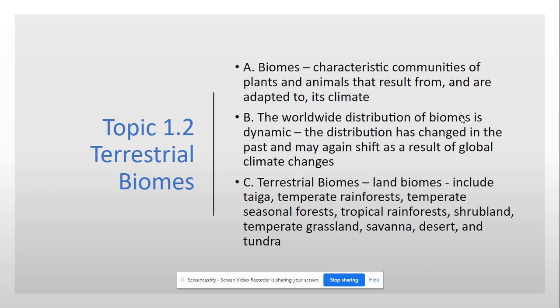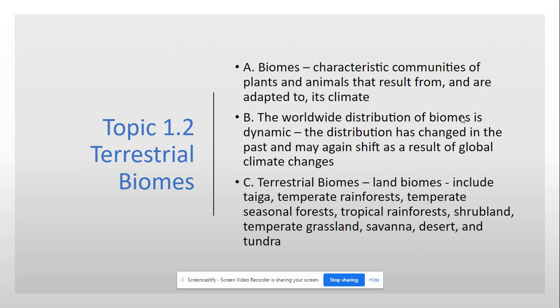So here we go. In the first bullet point, we are defining what a biome is. We know that it is a characteristic community of plants as well as animals that typically results from a specific climate. It's those plants and animals that are specifically adapted to that climate. The worldwide distribution of biomes is dynamic. That distribution has changed in the past and it continues to shift as we see changes in climate now.